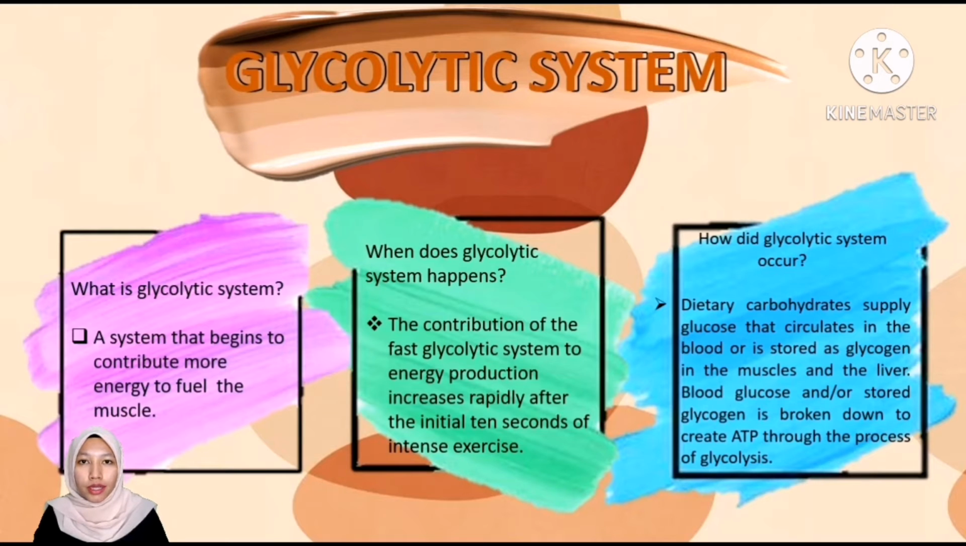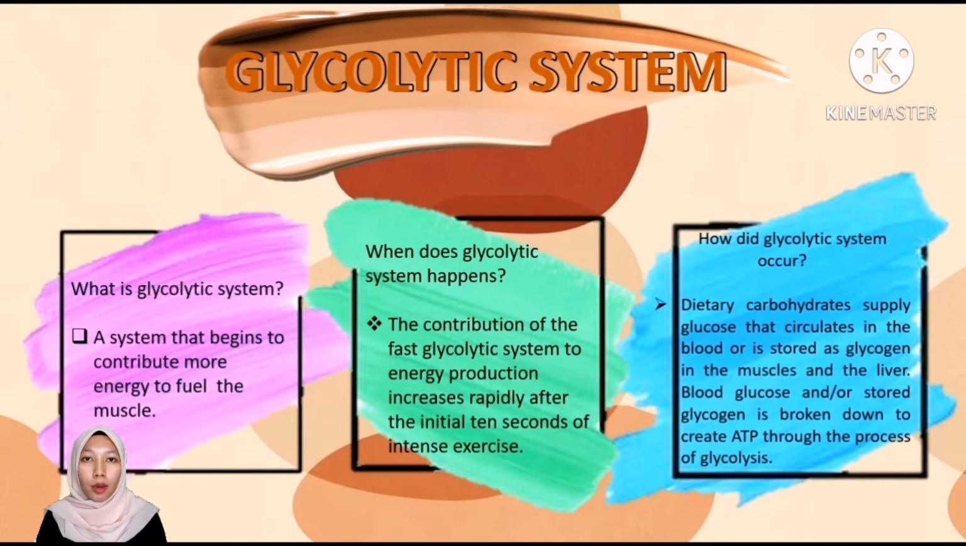Today, I will be presenting a slide about glycolytic system. So what is glycolytic system? It is a system that contributes more energy to fuel the muscle. When does glycolytic system happen? It happens when the contribution of the fast glycolytic system to energy production increases rapidly after the initial 10 seconds of intense exercise. How does glycolytic system occur?